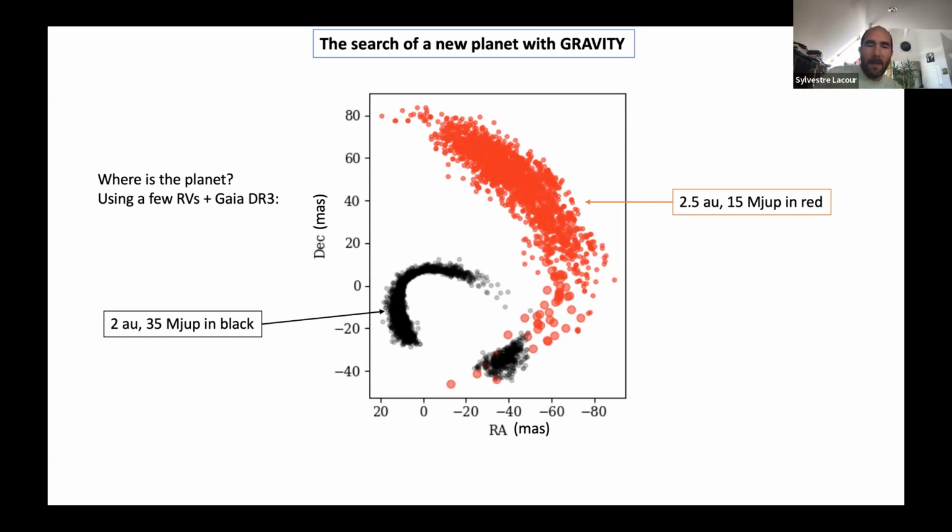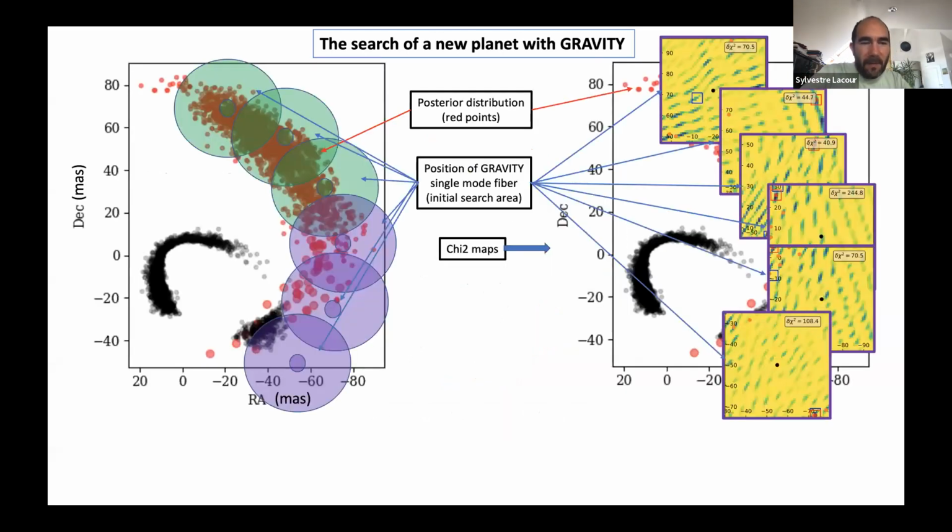In a different system, we have a few radial velocities from time to time, and we have, of course, the Gaia DR3 data. By combining these two, we can predict the position of an exoplanet. That's the work we did late last year, and it's soon to be published. We predicted this position. There were two families of positions for the exoplanets, and we used dithering of the fiber to hunt for this exoplanet.